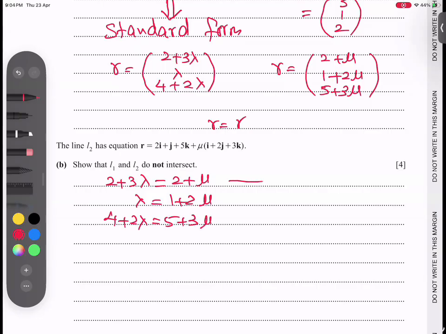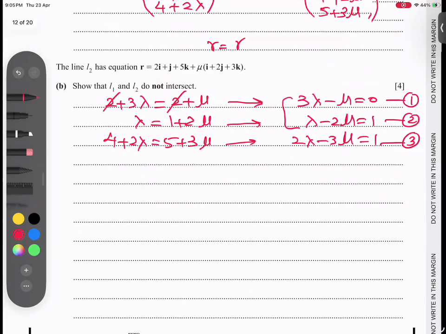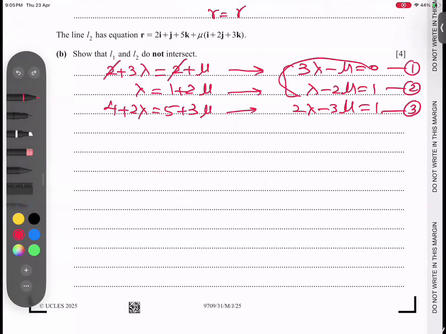We're going to get 3 equations, students. 2 cancels out. So 3 lambda minus mu is equal to 0. Second equation is lambda minus 2 mu is equal to 1. And third and last equation, 2 lambda minus 3 mu is equal to 1. So equation 1, equation 2, equation 3. Now basically we'll solve any two equations simultaneously. For example, I'm solving 1, 2, and I will not use the third equation. I will find lambda and mu from 1, 2. You can use any two: 1, 2, or 2, 3, or even 3, 1.